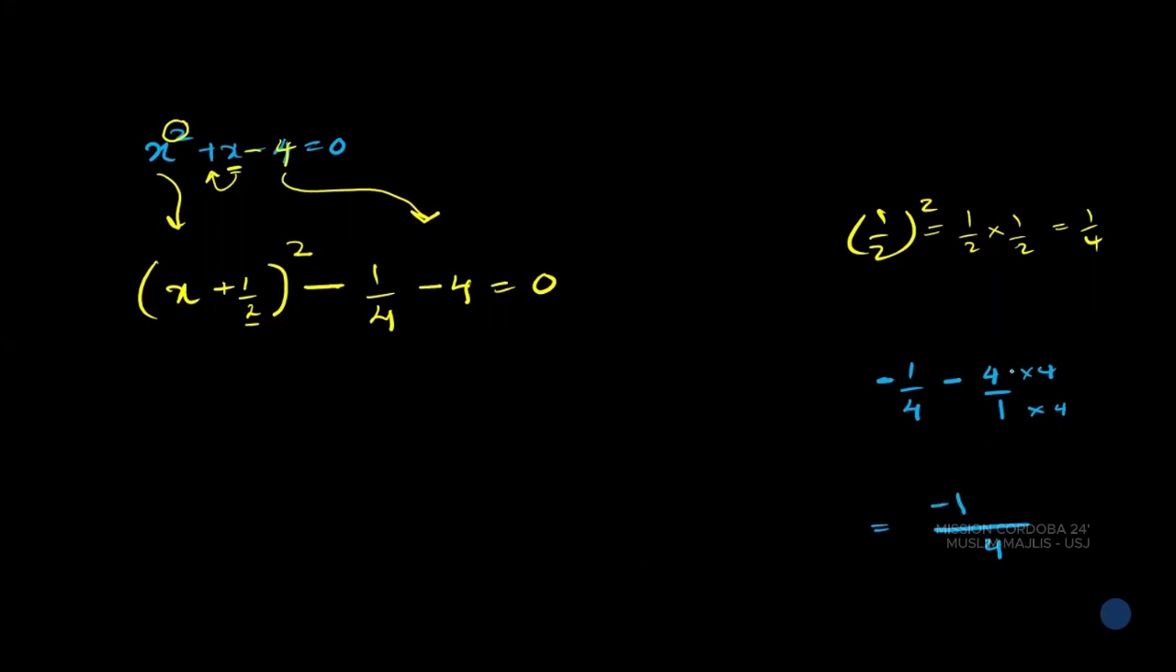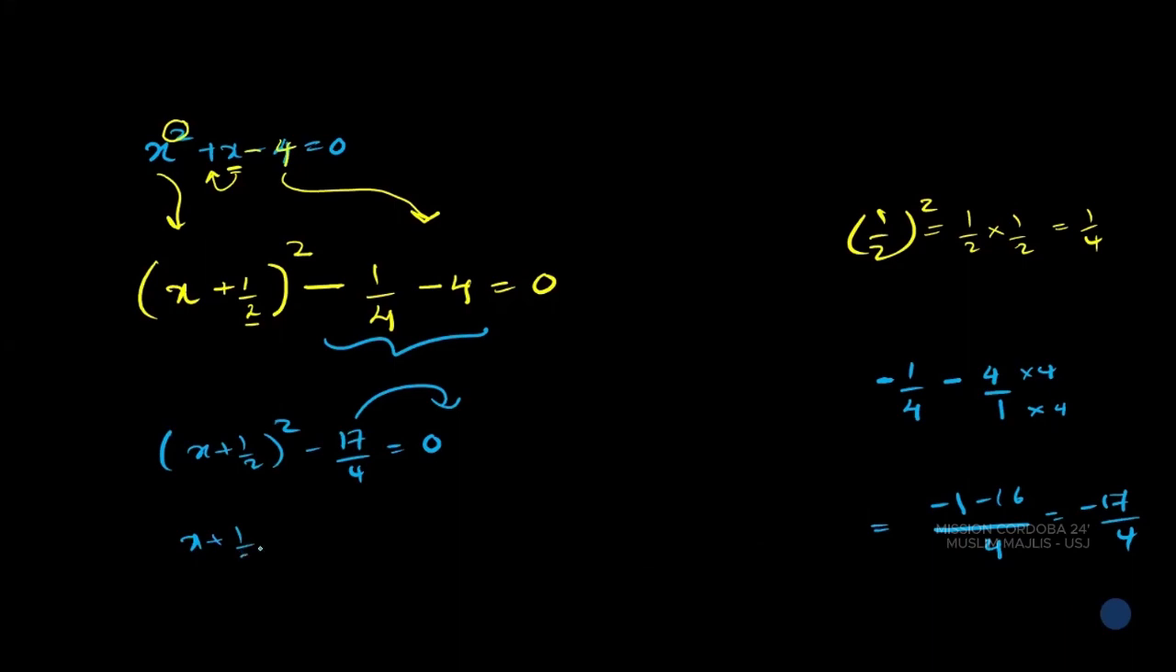Minus 1. Minus 4 into 4 equals minus 16. This equals minus 17 over 4. So here, if you simplify this part, you will get minus 17 over 4. (x + 1/2)^2 minus 17 over 4 equals 0. Take this one to the other side. So you will get (x + 1/2)^2 equals 17 over 4.